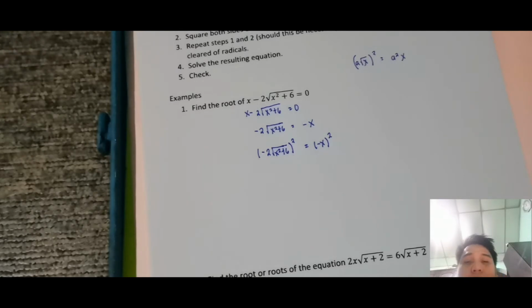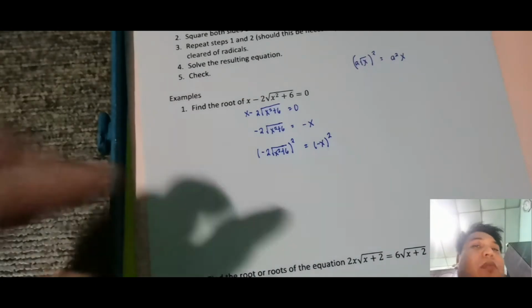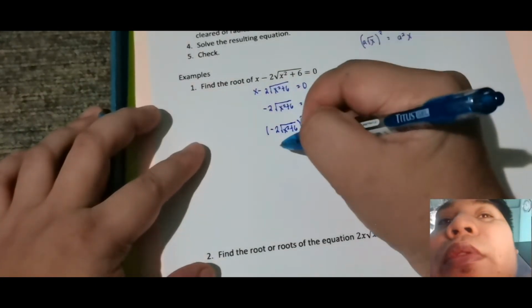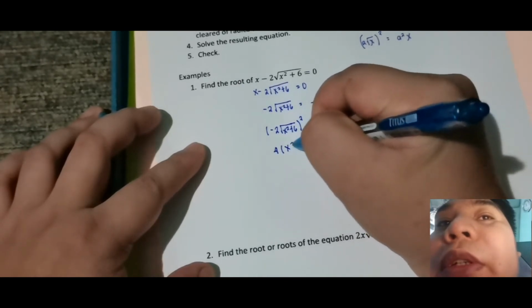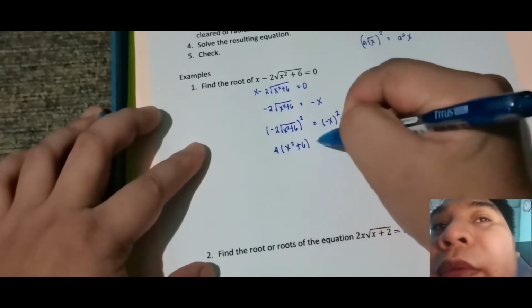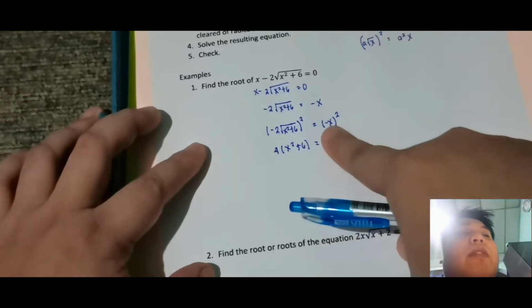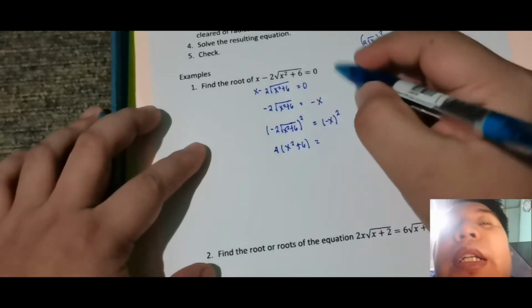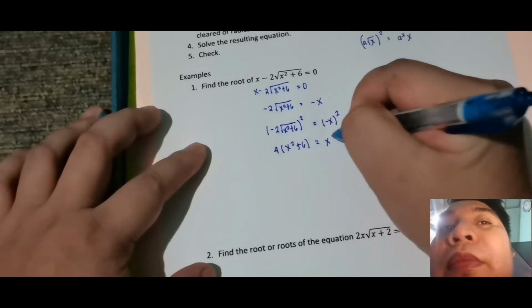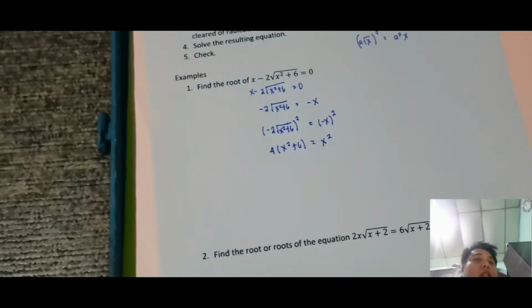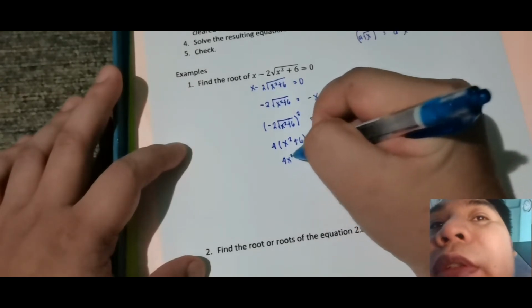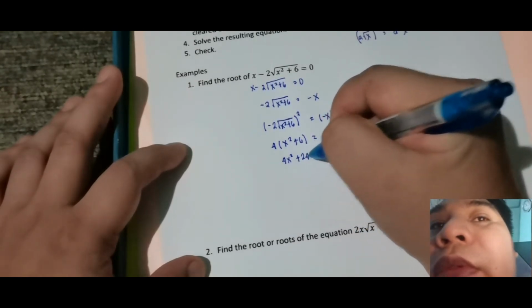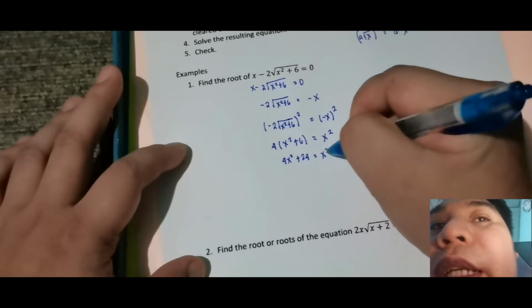Okay, so tulad nyan, sir, in-square ko na. So pag in-square ko yan, ang mangyari, negative 2 times negative 2, that is positive 4. So that is 4 multiplied by x squared plus 6 equals, this is negative x squared, negative x raised to 2 is positive x squared. Okay, then simplify further. This is 4x squared plus 24 equals x squared.